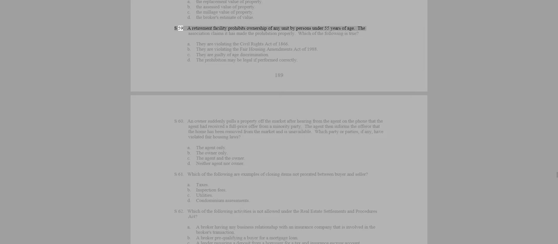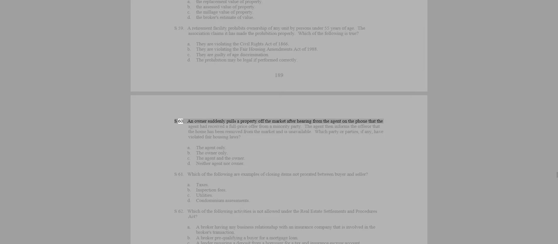S59. A retirement facility prohibits ownership of any unit by persons under 55 years of age. The association claims it has made the prohibition properly. Which of the following is true? A. They are violating the Civil Rights Act of 1866. B. They are violating the Fair Housing Amendments Act of 1988. C. They are guilty of age discrimination. D. The prohibition may be legal if performed correctly.